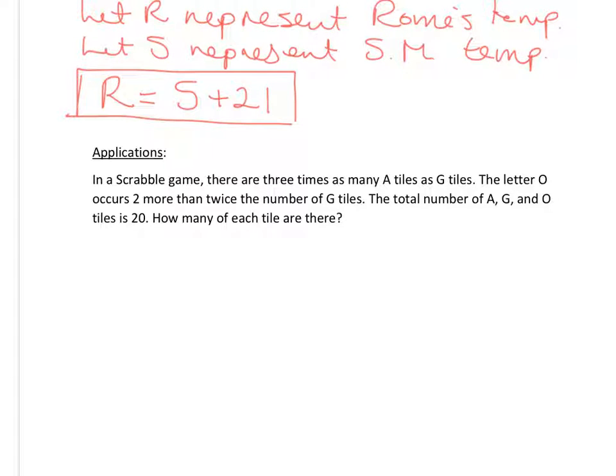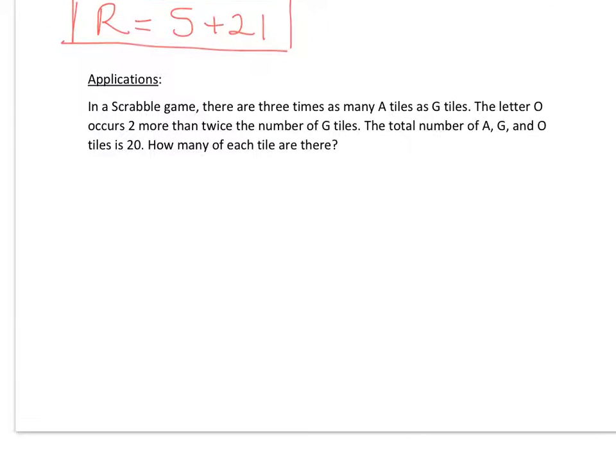In a Scrabble game, there are 3 times as many A tiles as G tiles. The letter O occurs 2 more than twice the number of G tiles. The total number of A, G, and O tiles is 20. How many of each tile are there? We could look at this and think, especially from the last sentence, that we might want to let A represent the number of A tiles, G represent the number of G tiles, and O represent the number of O tiles.